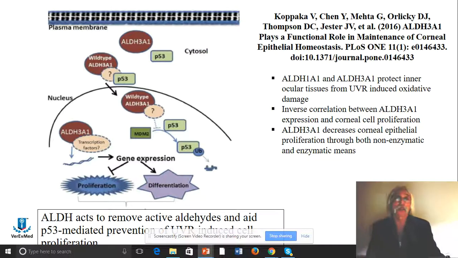So this is just about the end of the talk today. Yay. Here's a paper that just came out. Well, I guess it's about a year old now, actually. Again, it's talking about our good friend here, the aldehyde dehydrogenase 3A1. And here, these folks have determined that this enzyme actually also plays a functional role in the maintenance of corneal epithelial homeostasis. Now, that's really interesting.